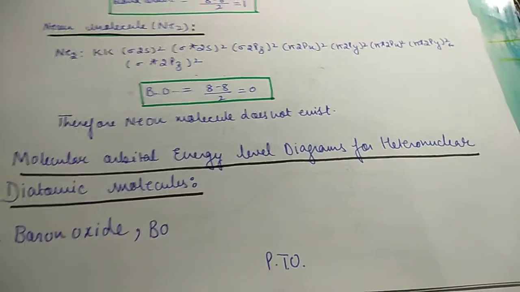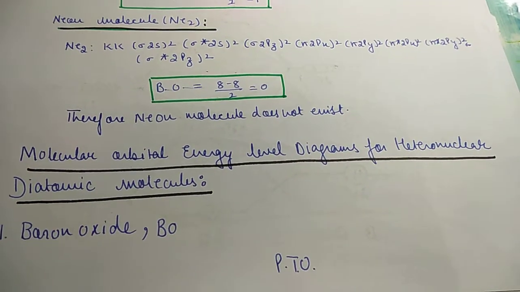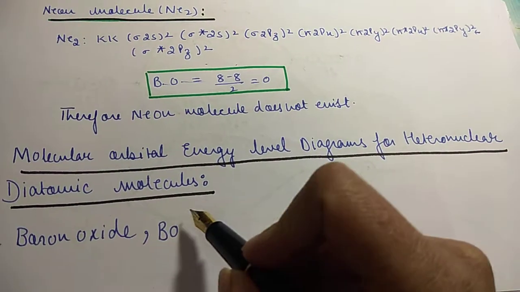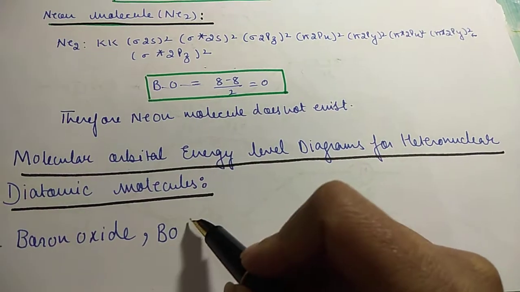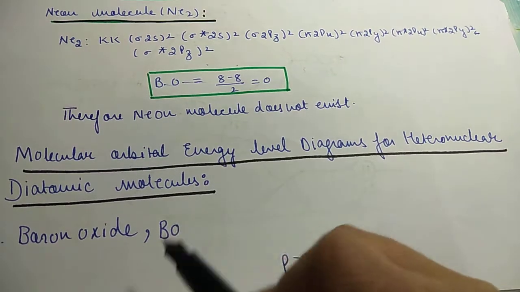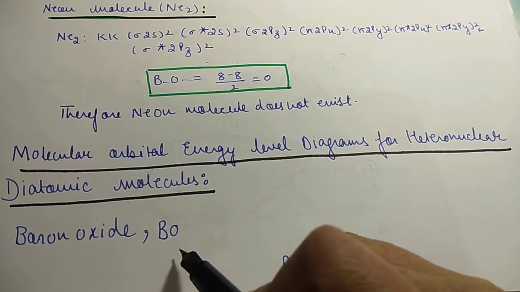Now molecular orbital energy diagram for heteronuclear diatomic molecules. We have done homonuclear diatomic molecules. Now we will do heteronuclear diatomic molecules. Heteronuclear diatomic molecule means both the atoms are different.